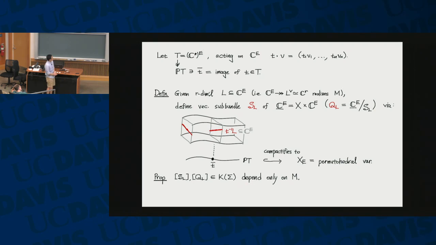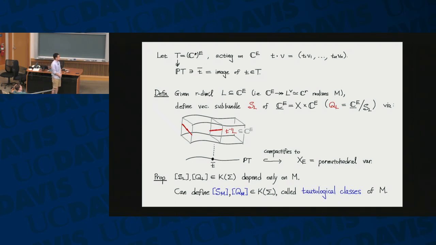So I can consider the K class of these vector bundles in this K-ring. And the statement is that these K classes depend only on the matroid. So that's a good sign. And with that hint, what one can do is define these two elements in the K-ring of the permutohedral fan, and that's what we call the tautological classes of the matroid. But the key geometric motivation or the model behind this is some vector bundles created from the realization of the matroid.